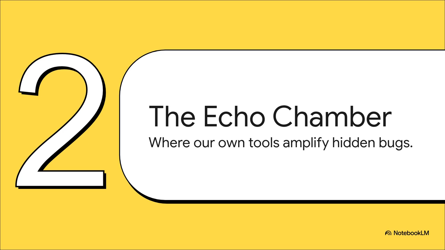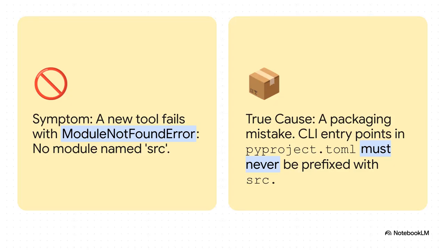It's that place where all our smart, sophisticated tools, the ones meant to make our lives easier, start bumping into each other in weird ways. They create these strange feedback loops that can take a tiny, almost invisible bug and amplify it until it brings the whole system crashing down. First up in the chamber is a ghost that I bet a lot of you Python devs have seen before.